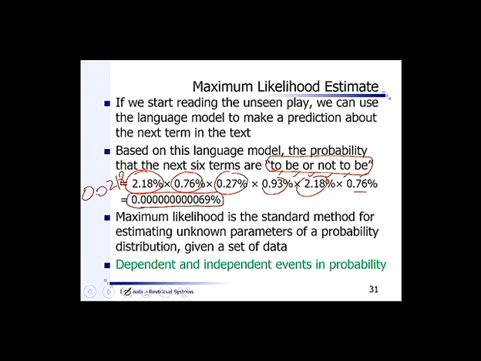Maximum likelihood is a standard method for estimating unknown parameters of a probability distribution given a set of data. So if we are given a set of data, we can make a language model from that data, and then we can predict the unknown. We can predict about an unseen play what it might contain.